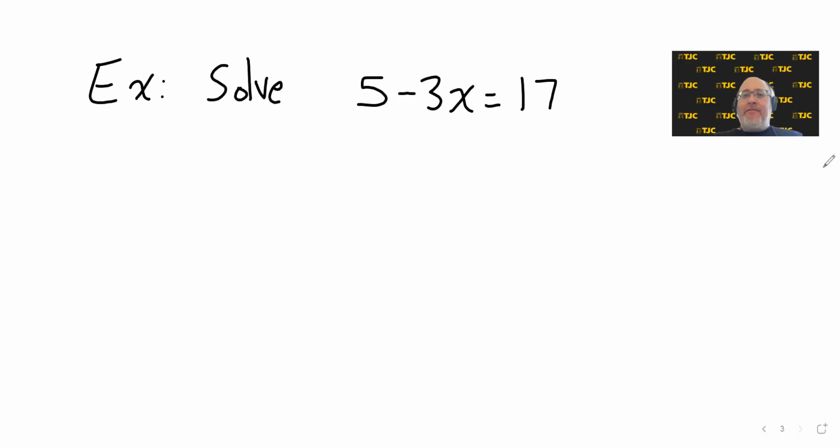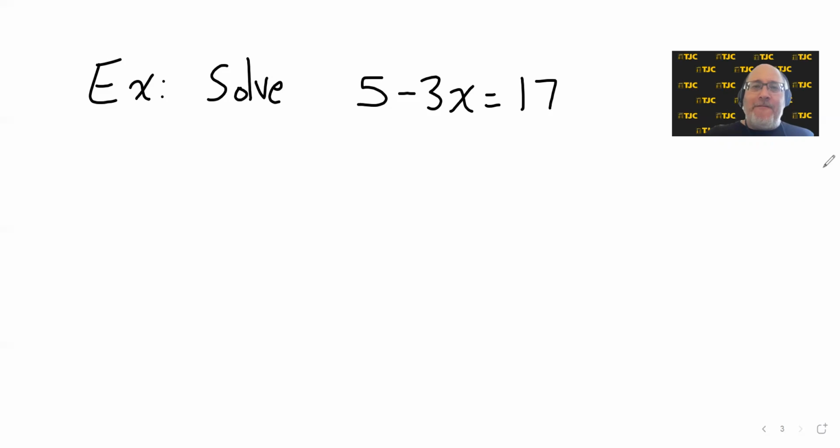Should we get rid of the 5 or the 3? Well, using the rule of thumb, we're going to get rid of the 5 first because it's further away from the x than the 3 is. But the question is, what are we going to do to get rid of it? This is a subtraction problem. And so you might think that, well, I have to do the opposite, so I'm going to do an add.